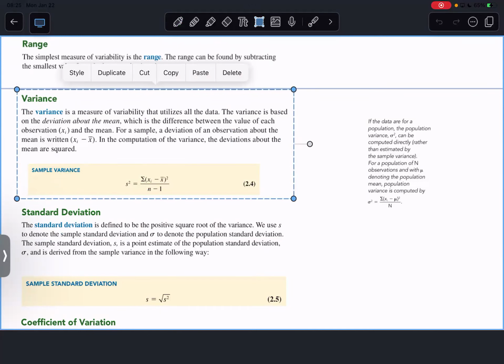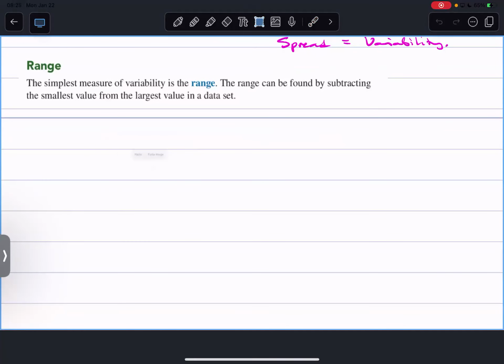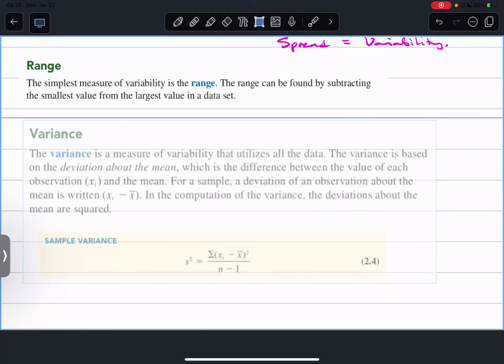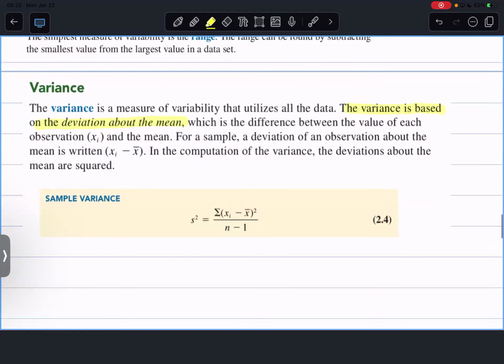Let's do this. So the variance is based on the deviation about the mean. So what we do is we take the distance of each observation from the mean, right? That tells us how spread out things are around the mean, right? And then what do we do?